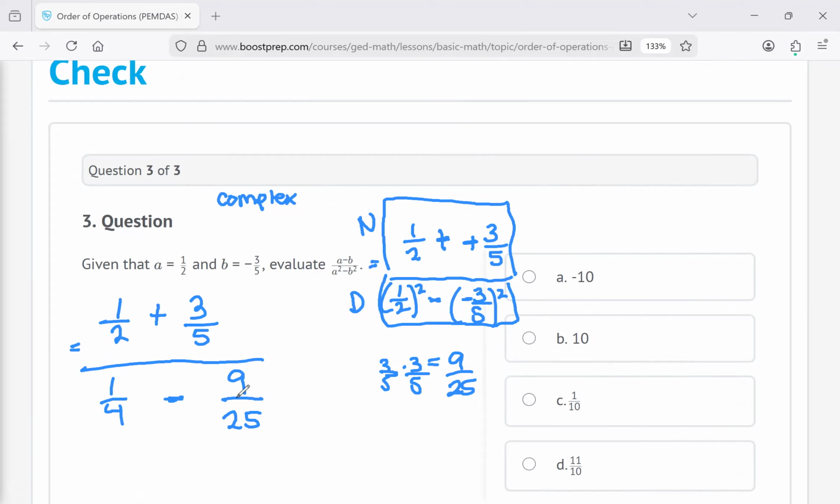Okay, so we definitely have a complex fraction. So this is our numerator, and this is my denominator. Okay, so what we're going to do next is simplify it. So let's put everything in fraction form because all our choices are in fractions. So let's simplify 1/2 plus 3/5.